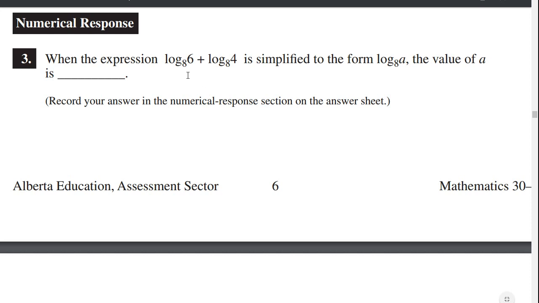We know that anytime two logs of the same base are added together, you get to multiply their contents. So log base 8 of 6 plus log base 8 of 4 equals log base 8 of, what's 6 times 4? 24. Log base 8 of 24. So the value of a is just 24.